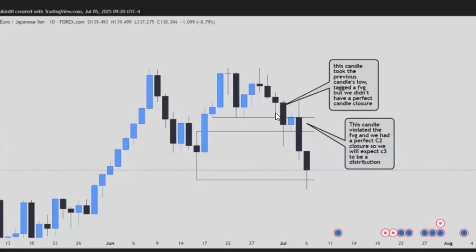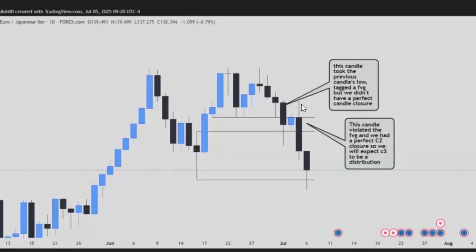Even if we were to consider this candle, it wasn't a perfect candle closure because we didn't close inside this candle's range. And this one too, we didn't close inside this candle's range. And if you've been watching my videos, I said that if you don't get a perfect C2 closure, then you wait for your third candle, right? And you could see that the third candle also failed to expand. So you should start questioning yourself.